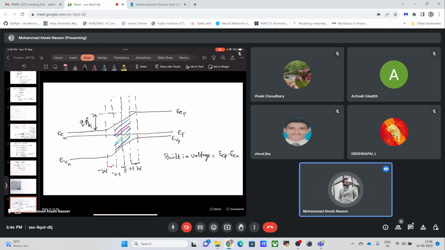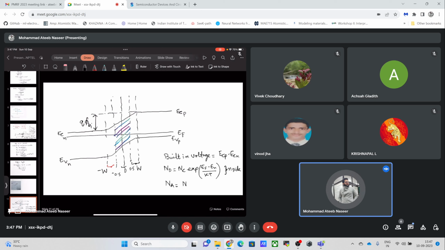So this is as simple as the previous problem that we had done. It simply means that the concentration on, for example, the left hand side, which is ND, is simply NC exponential of EF minus ECN by KT. So this is for the N side. Similarly, for this P side, we will be having this NA to be equal to NC.